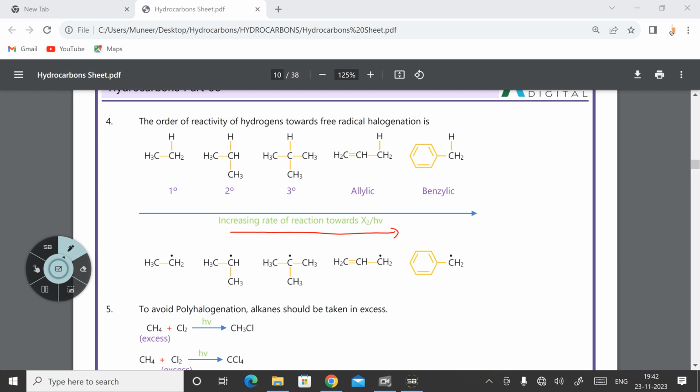Rate is directly proportional to the stability of the free radical. Rate means speed of reaction, which is directly proportional to the stability of the free radical. Okay, completed. Now look at the board.